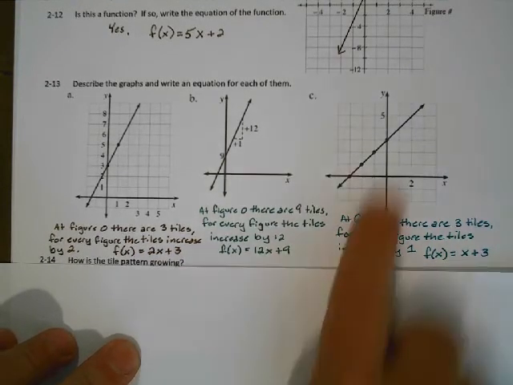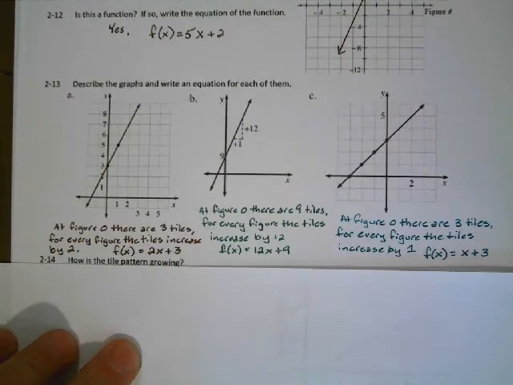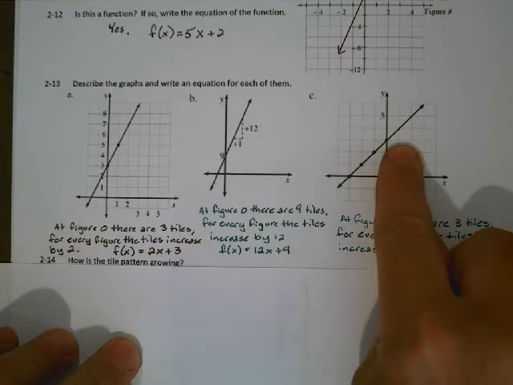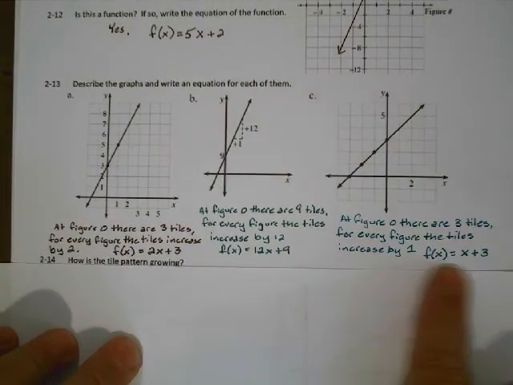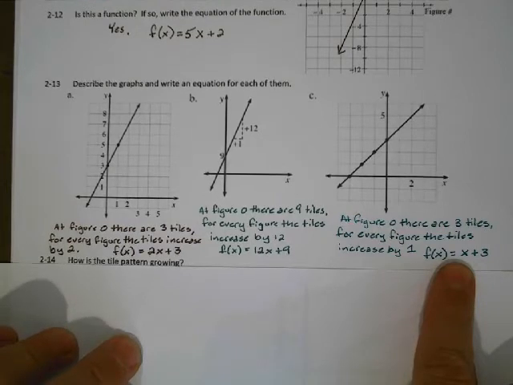For the next one, it looks like right here that at figure number 0, there are 3 tiles. And then for every increase, it looks like it's only increasing by 1 tile. And so my equation was f of x equals x plus 3. I didn't write the 1 there because usually when you have a coefficient, the number in front of x, of 1, you don't have to write it down, but if you wrote 1x plus 3, that is acceptable as well. But x plus 3 is the same as 1x plus 3. All right, let's go to the next one.